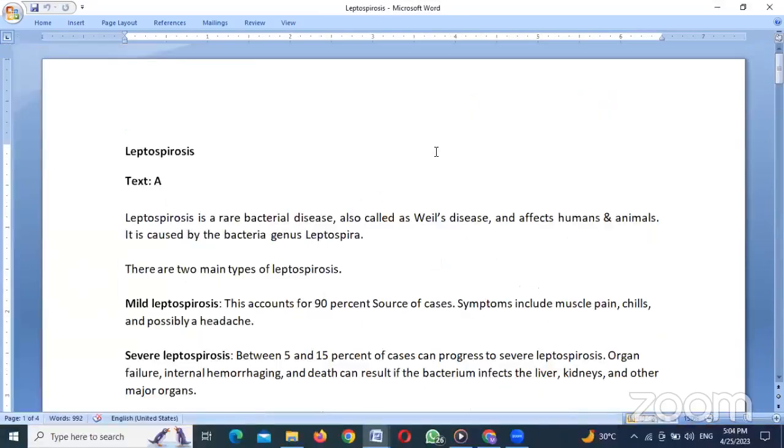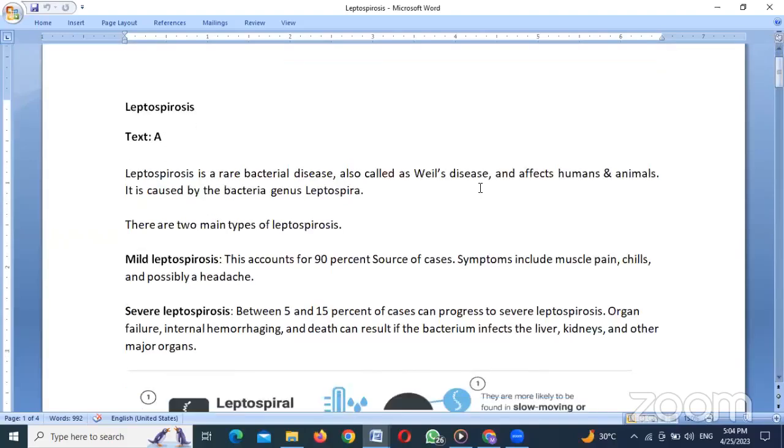Can you see my screen with the reading paper on leptospirosis? Can anybody see? Yes, sir.